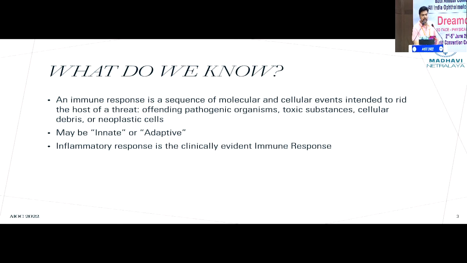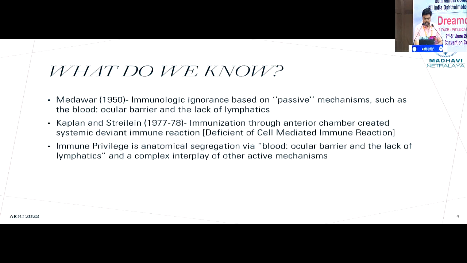So we already know that immune response is a sequence of molecular and cellular events intended to get rid of a threat to the host, be it an offending pathogenic organism, toxic substance, cellular debris, or neoplastic cell, which may be either innate, that is from inside the body, or adaptive. Inflammatory response, theoretically, is a clinically evident immune response. So understanding the ocular immune privilege, which means the loss of immune response in the eye, has developed over time.